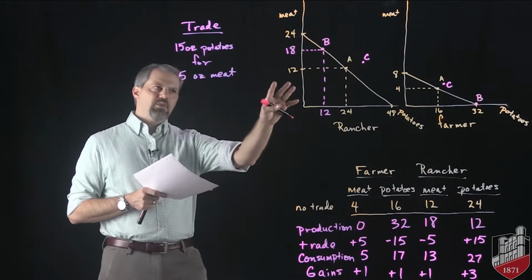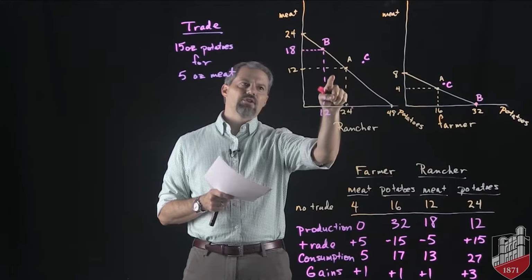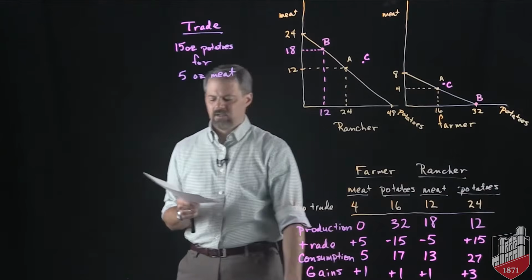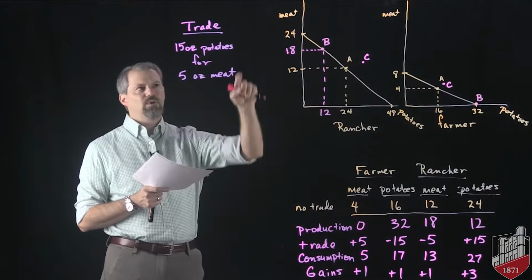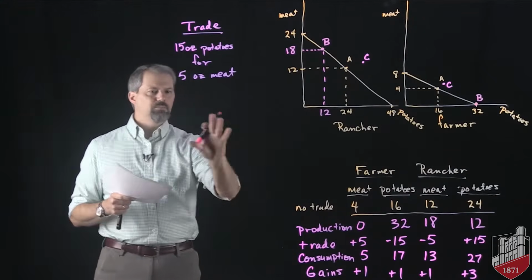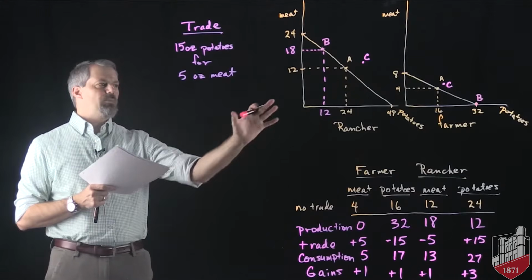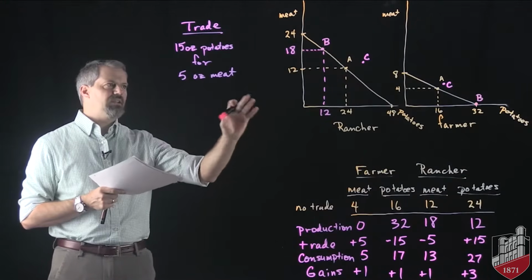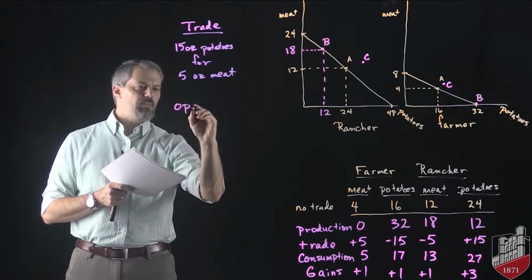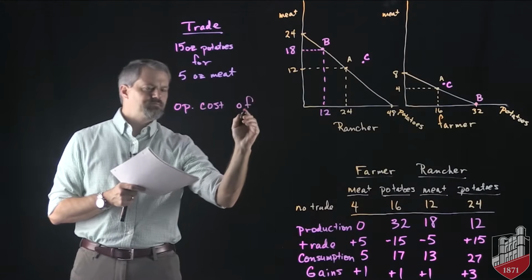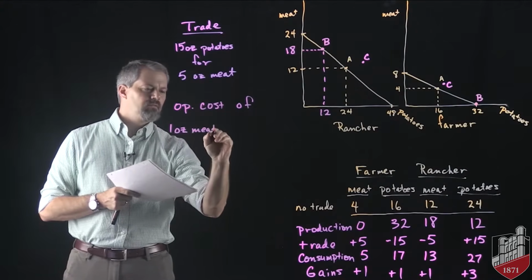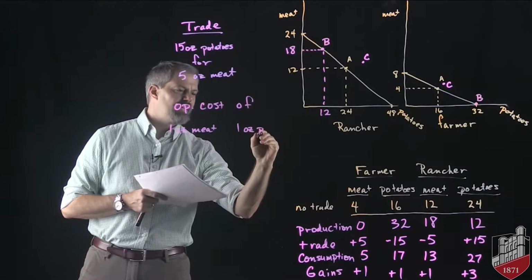Now, hopefully you remember that the opportunity cost is represented by the slope of this production possibilities frontier. So we can easily get the opportunity cost of producing potatoes and producing meat for each of the 2 people we've got here. So let's put together a little table here that represents the opportunity cost of producing meat and potatoes for both the farmer and the rancher. So let's talk about the opportunity cost of, we'll start here with 1 ounce of meat, and then we'll do 1 ounce of potatoes.